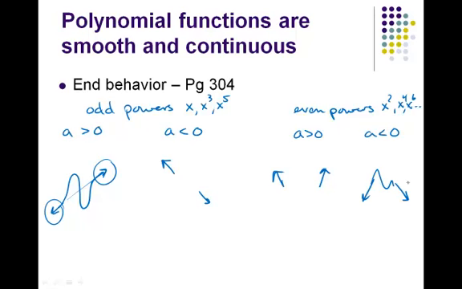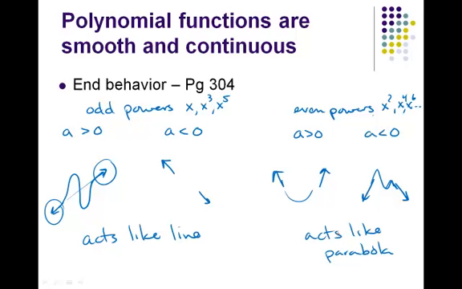Again, we don't know what happens in between. It could be a lot of things, or it could just be a single loop. But the end behavior is what we're concerned about. So anything with an odd-powered leading coefficient acts like a line, one side up, one side down. Anything with even powers acts like a parabola, both sides up or both sides down. So that's our end behavior.